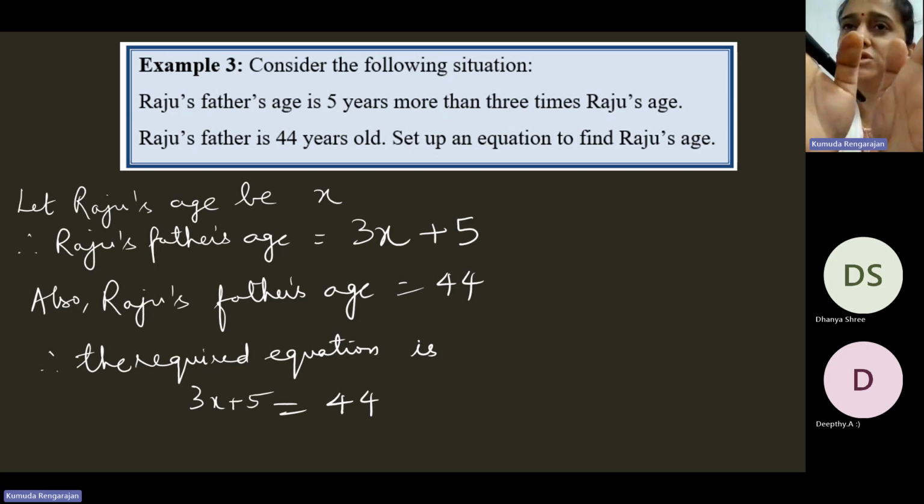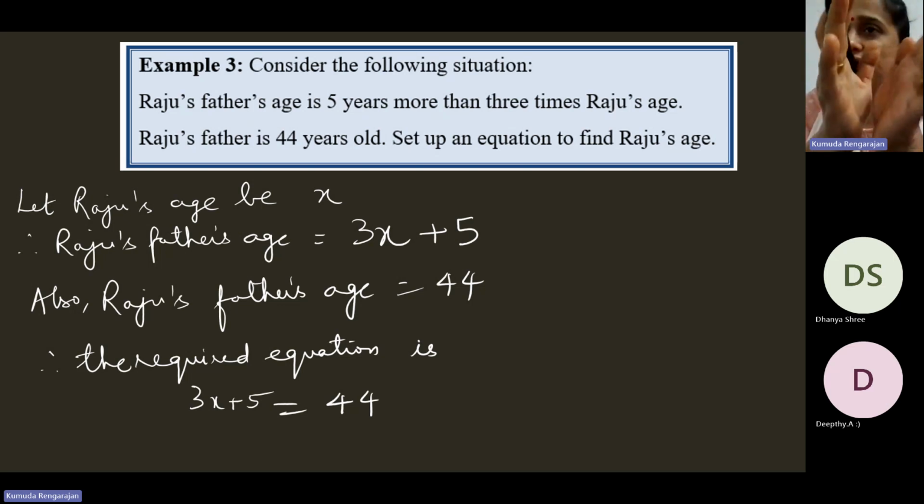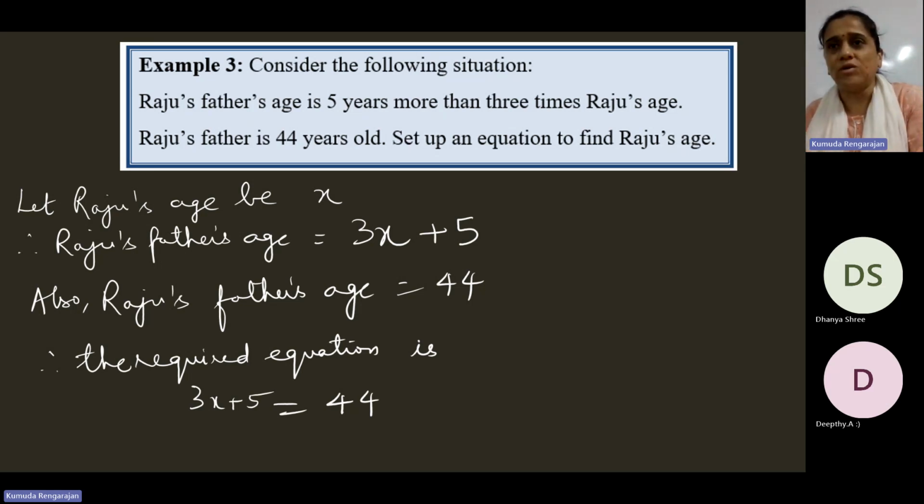So what is that expression? It represents Raju's father's age. But what is his father's age? 44. So this 3x plus 5 and 44, they represent the same thing, right? So 3x plus 5 is equal to 44. What is an equation? The left-hand side should be equal to the right-hand side.